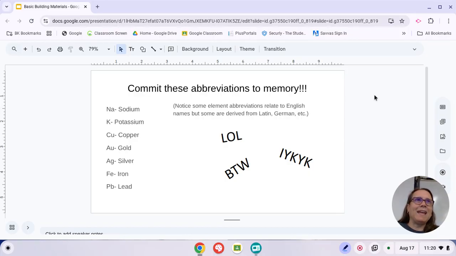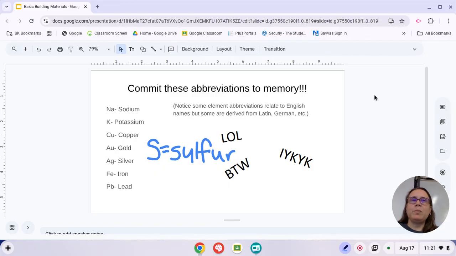Sodium is actually Na, which is Latin natrium, Latin for sodium. The reason we don't use S, just as an example, okay, S is sulfur. So if we had S for sodium and S for sulfur, how would we tell the difference between those two?